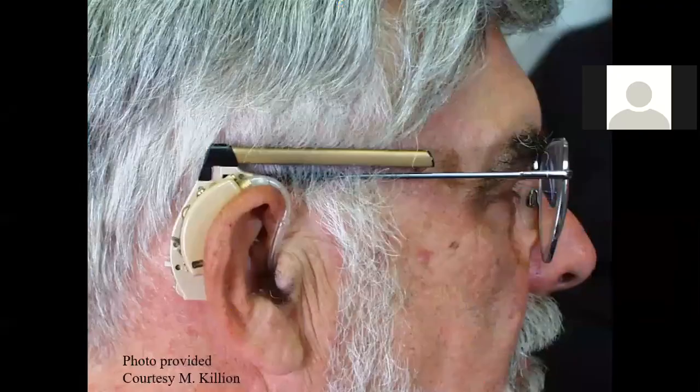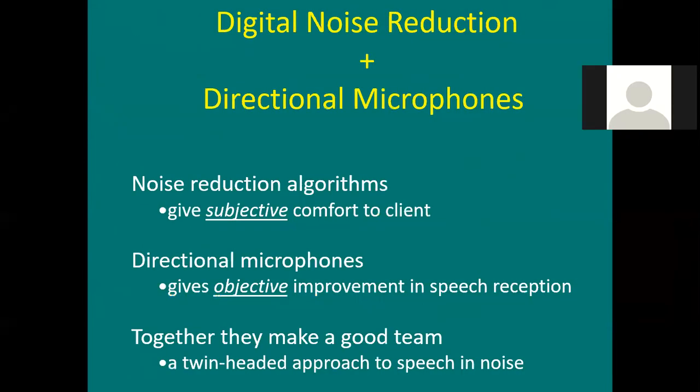So anyway, digital noise reduction and directional microphones. Here's how to qualify them, to summarize them all together. Digital noise reduction gives subjective listening comfort to a client. Directional microphones give objective improvement in speech reception in terms of percent. And together they make a good team. One's the head, one's the heart. One's the science, one's the art. Okay? And essentially, that's the last slide of that particular one.